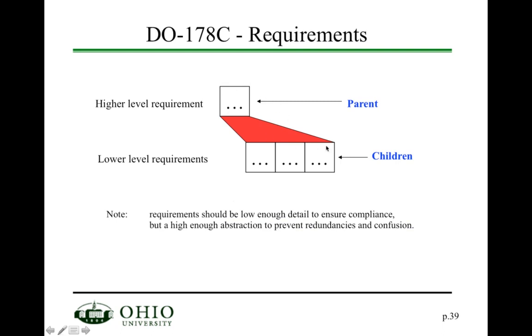A high-level requirement is traceable to one or more low-level requirements. This is the parent and the child. But at the same time, it's bidirectional, so the low-level requirement is traceable to some high-level requirement. Traceability is an extremely important attribute when talking about verification.